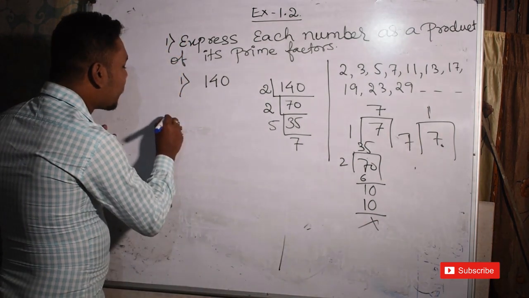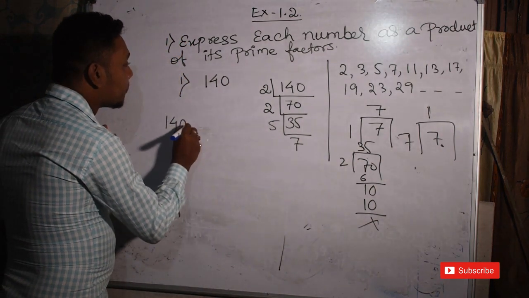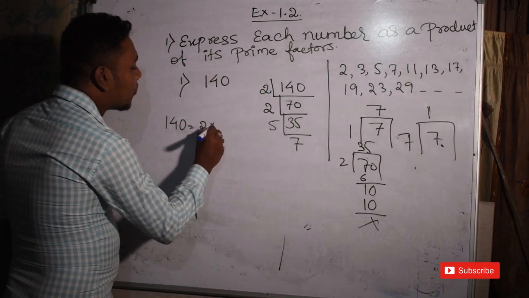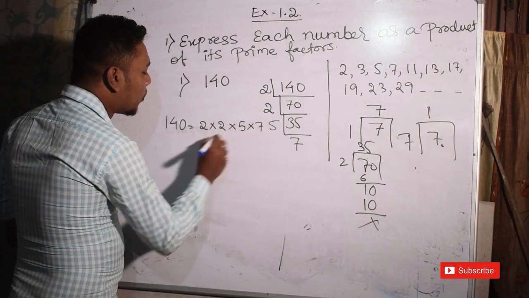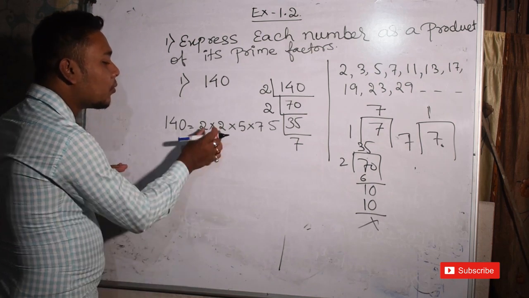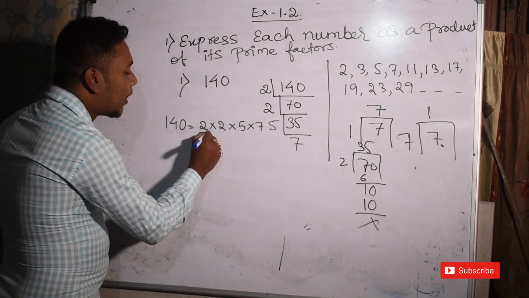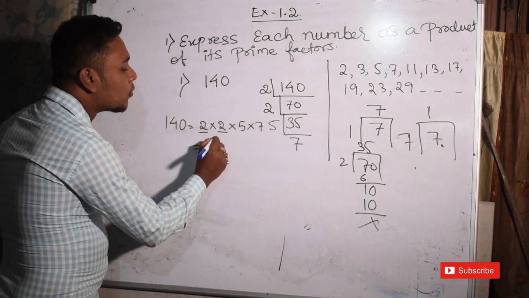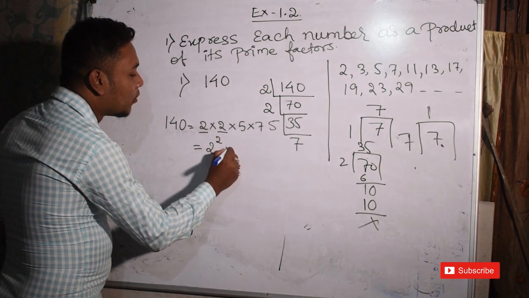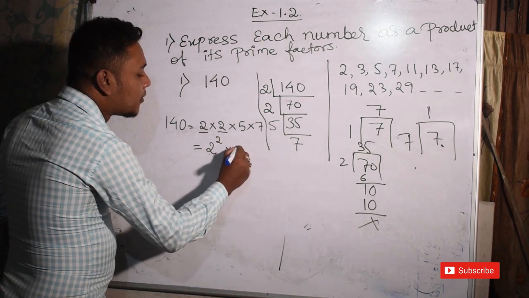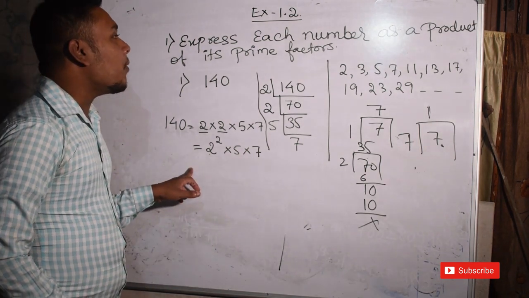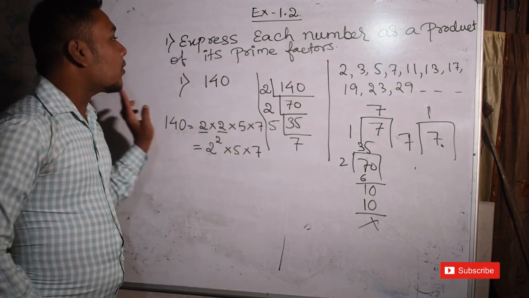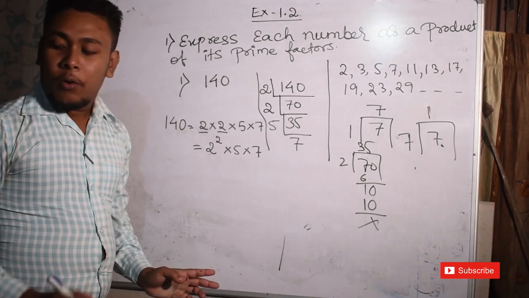So we get 140 equals 2 into 2 into 5 into 7. How many 2's are there? 1 and 2. So it can be written as 2 to the power 2 into 5 to the power 1 into 7. So it is expressed as the product of its prime factors. I hope you have understood.